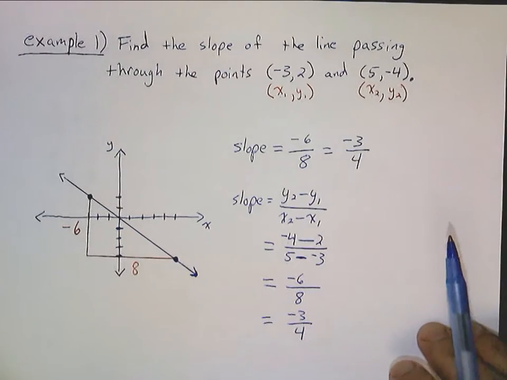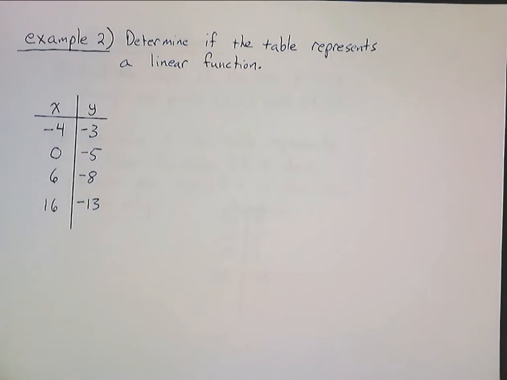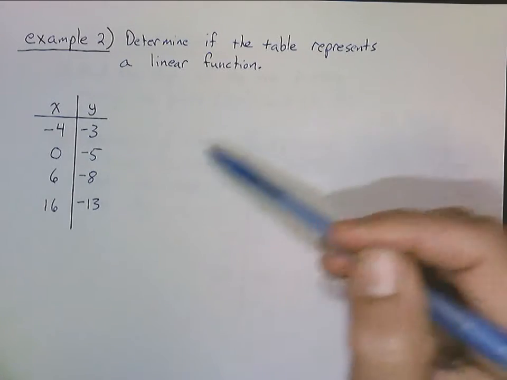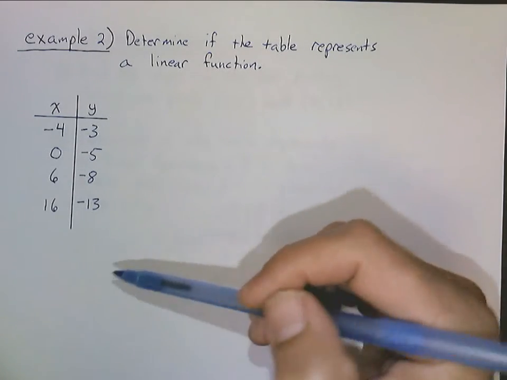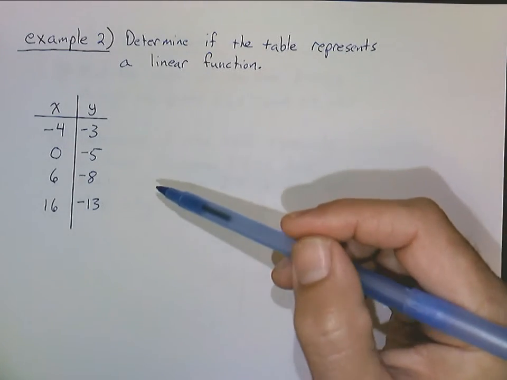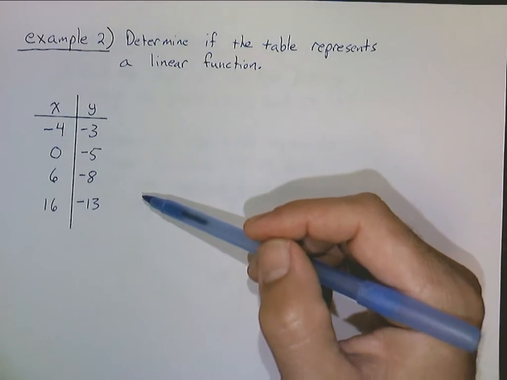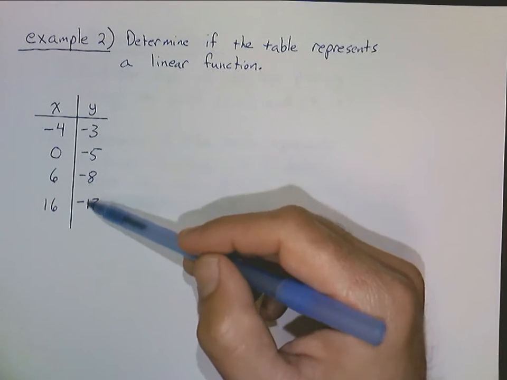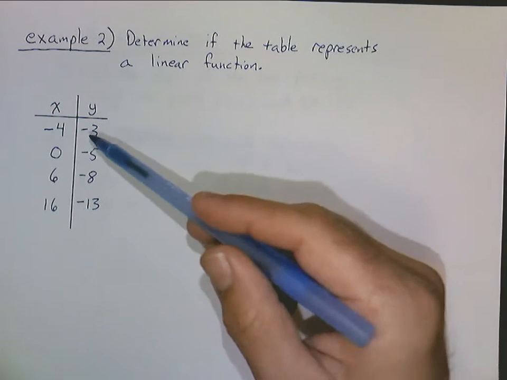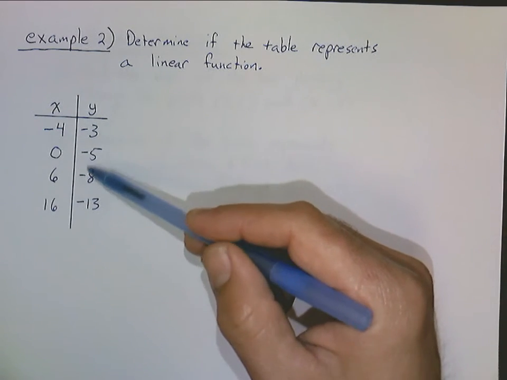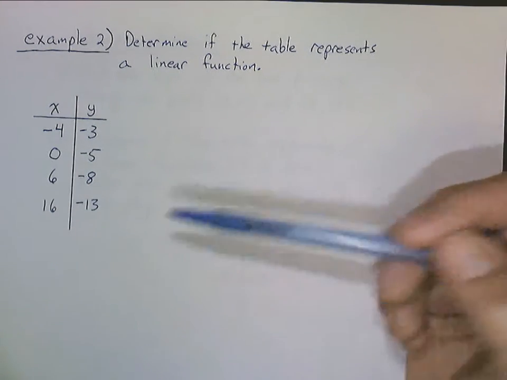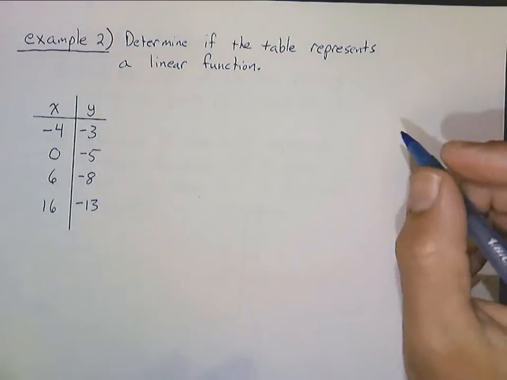Next thing. Another example. Suppose you want to determine if this table that we're given right here represents a linear function. Well, again, linear means you have a constant rate of change or a constant slope. So we're given 4 points here. We just have to figure out the slope in between each of these pairs of points. And if it's always the same, then yes, it's linear.